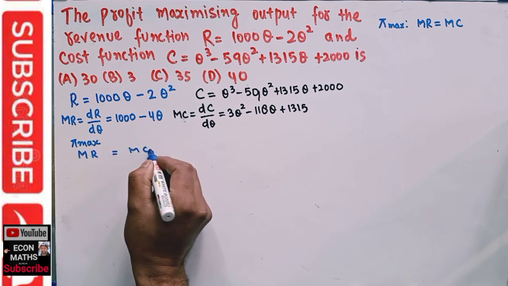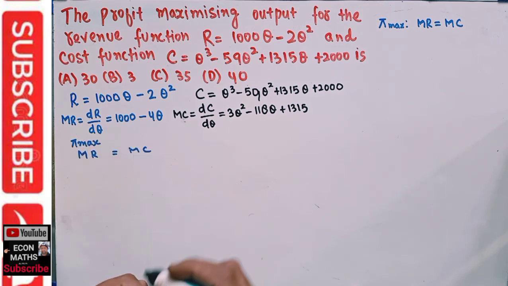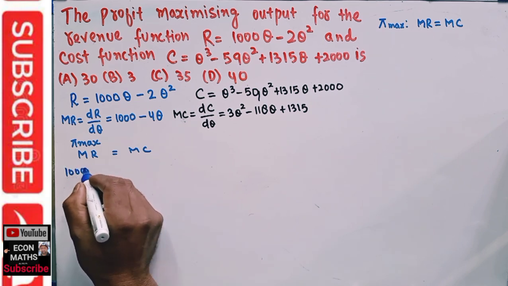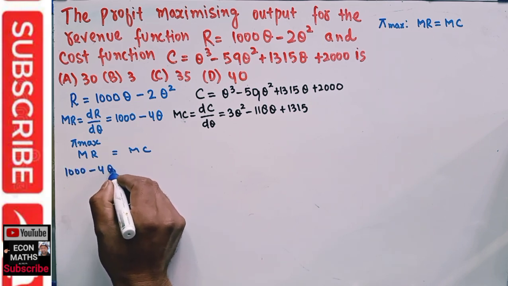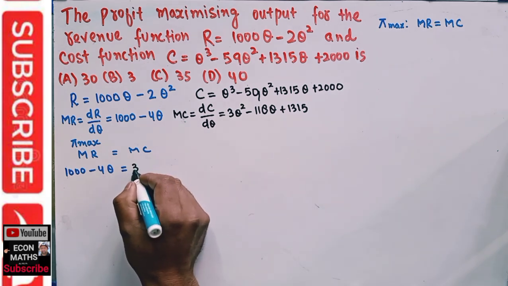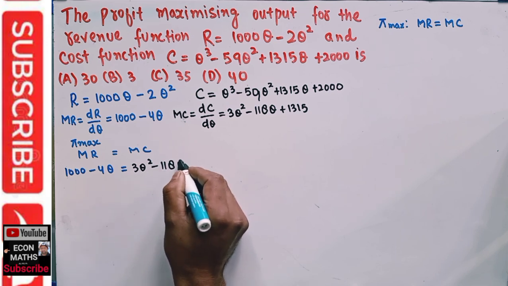Now profit maximization will require that we equate marginal revenue with marginal cost. So this is our marginal revenue, 1000 - 4Q, and we equate it with the marginal cost, that is 3Q² - 118Q + 1315.